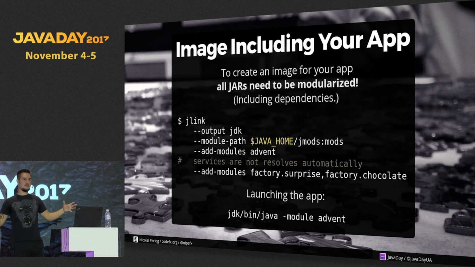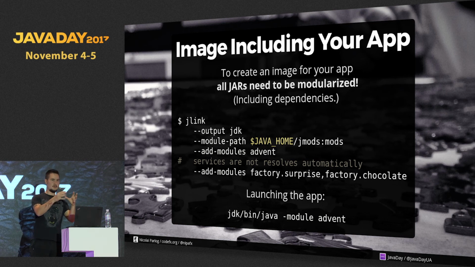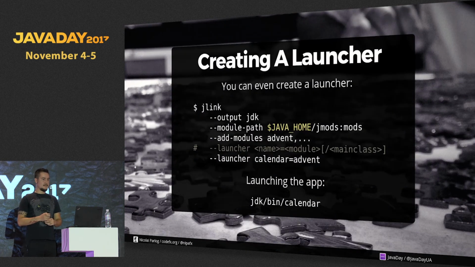And then it creates a runtime image with all the platform modules, with all the JDK modules, and all the application modules in there too. And launching the app then means you tell Java to just launch the module advent. And because it ships with it, it can launch. Still smaller than the JDK. One step further, you can create a launcher, so it's even easier to launch.